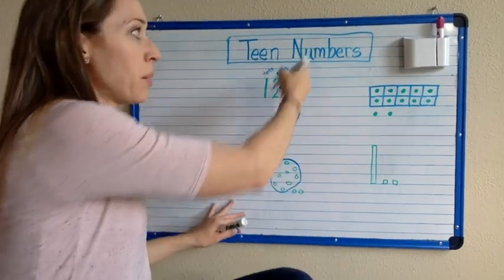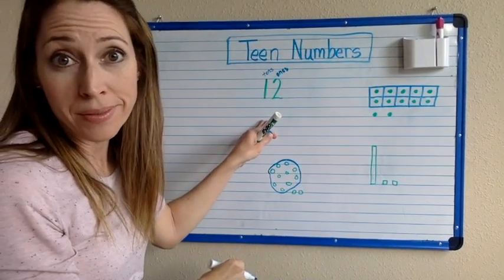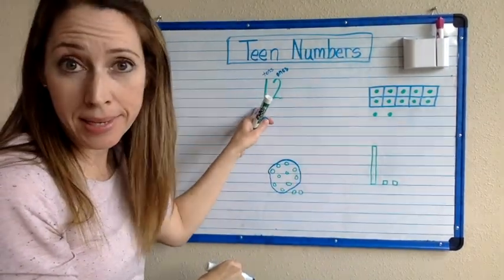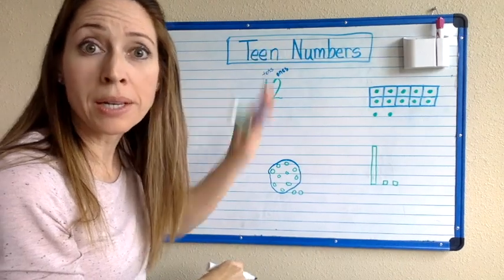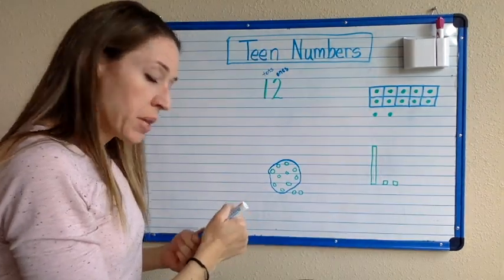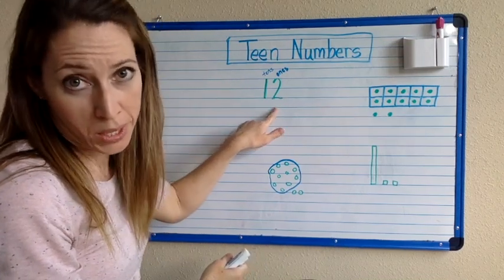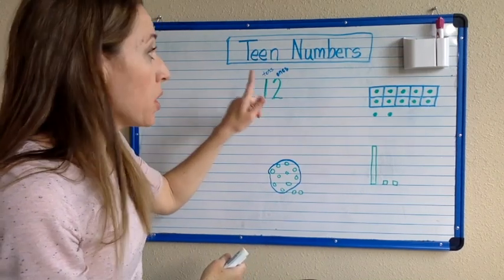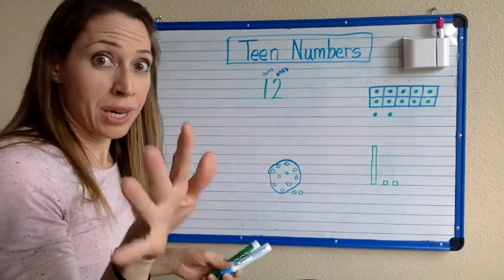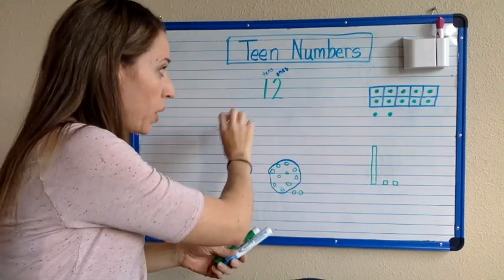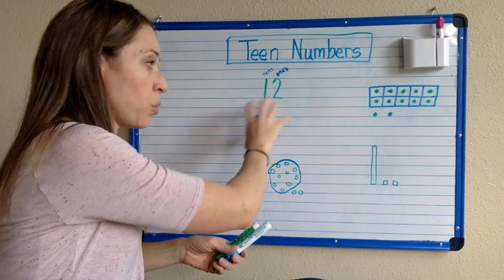Okay. Teen numbers all have the ones place and the tens place. That's what makes them a teen number. When they're a teen number, the only thing that's going to change is the ones place. Okay. Let me show you an equation as well to show how this 12 is made up.